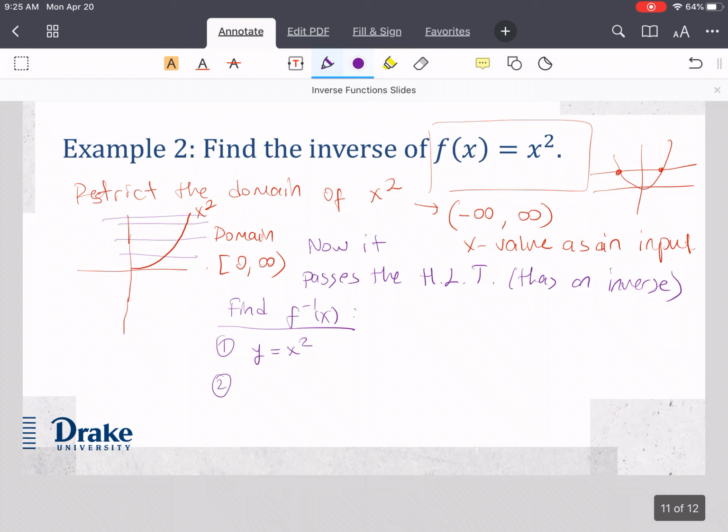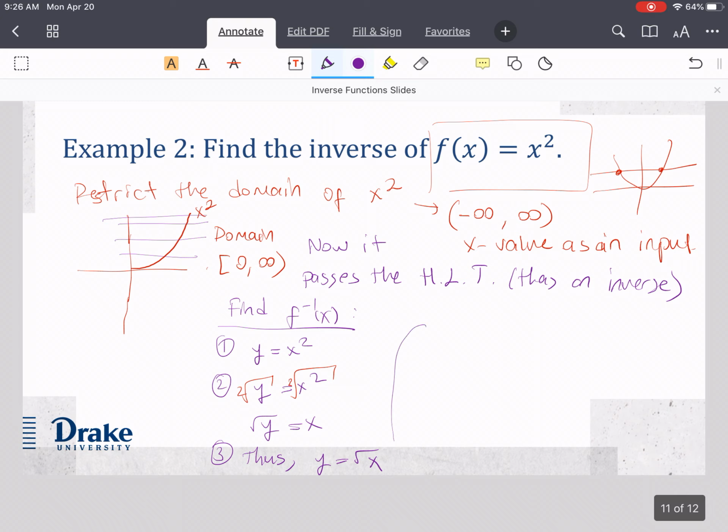Second thing I do is I solve for x. So it's gonna look like y equals x squared. So I need to isolate it. So I need to take the square root of each side. Oops, not the cube root. Take the square root of each side. And then here I will have square root of y equals x. And then the last thing I do is I switch the variables. Thus y equals square root of x.